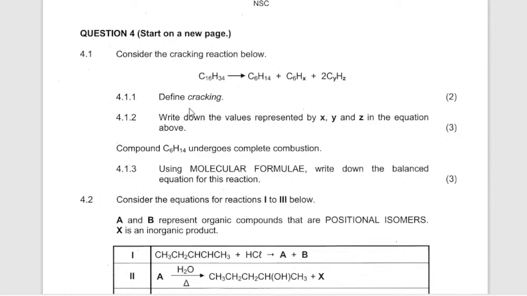Okay, write down the values of X, Y, and Z. Now, this you have to balance the equation. It is 3 marks, so it means that you need to know what X is, what Y is, and what Z is. Okay, let's start with X.